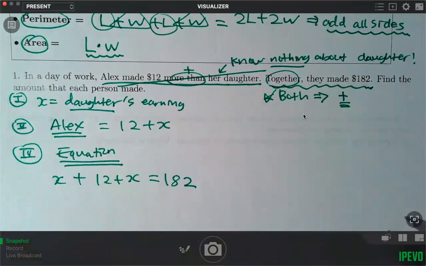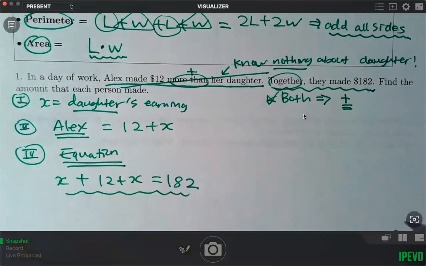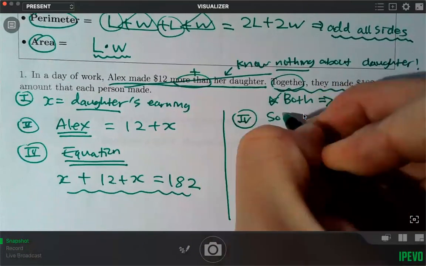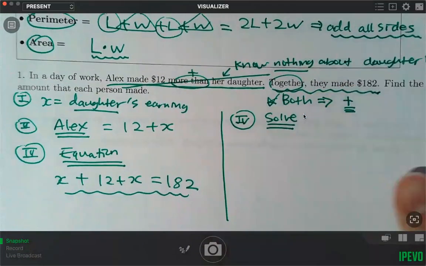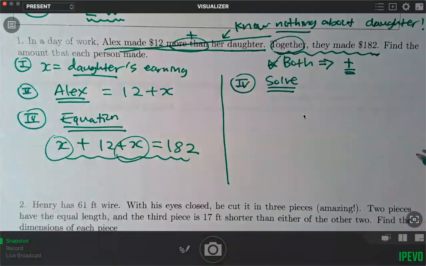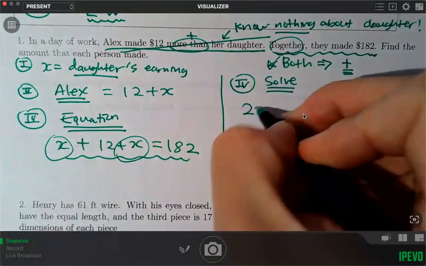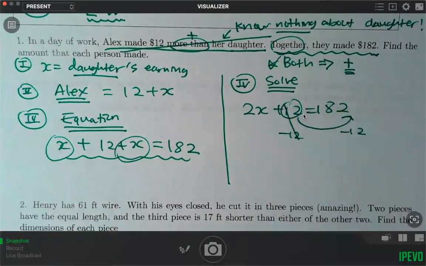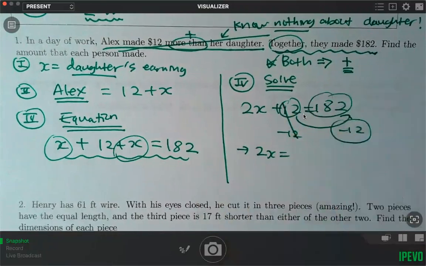And now can we solve this equation? So what do you do? You're going to have like terms. So what do you get? 2x plus 12 is equal to 182, and then move plus 12 to the other side by subtraction. So you get 2x is equal to 182 minus 12, which is 170.